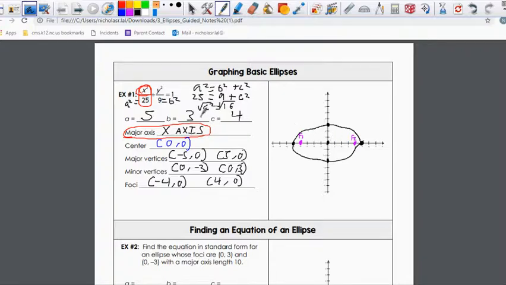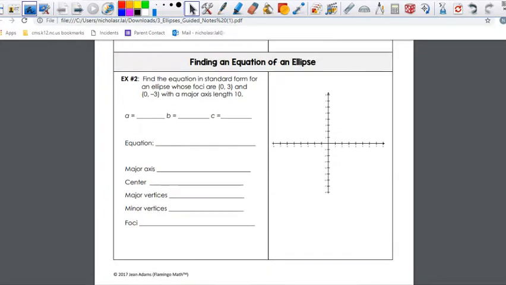Now, the main point is that if we know the denominators of the ellipse, we can use our Pythagorean relations to find a, b, and c. And from that point, if we know the major axis, we can plot points to create the ellipse. All right, so that's example 1. Let's go to example 2.